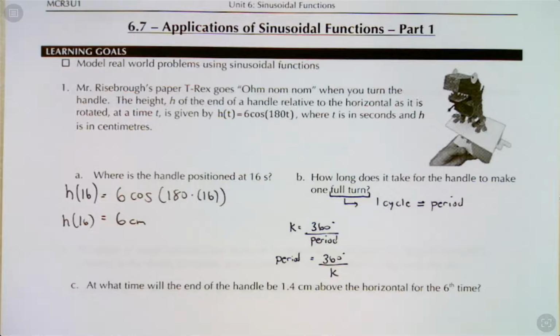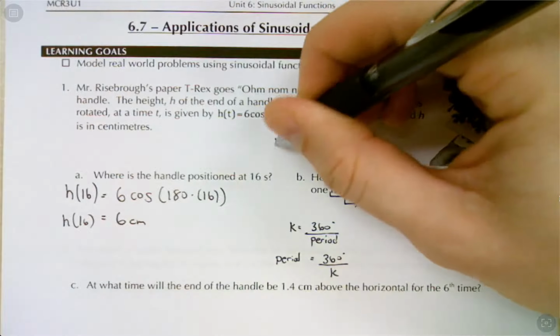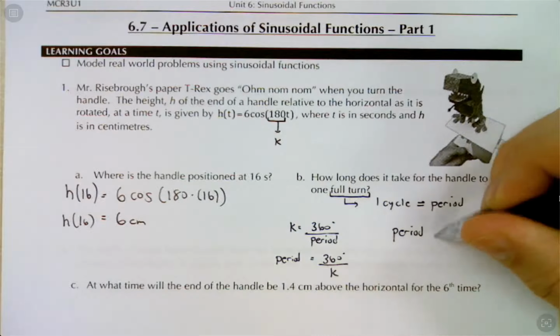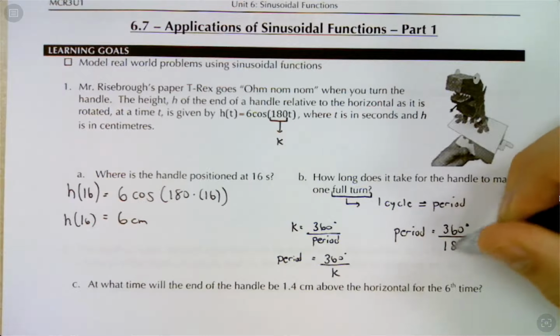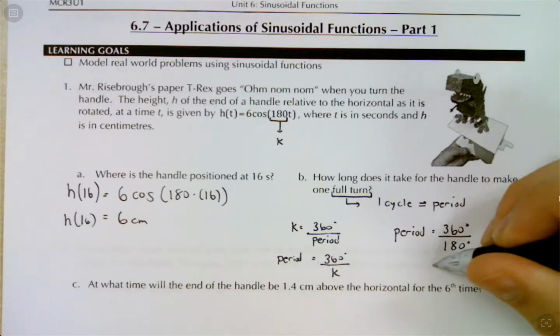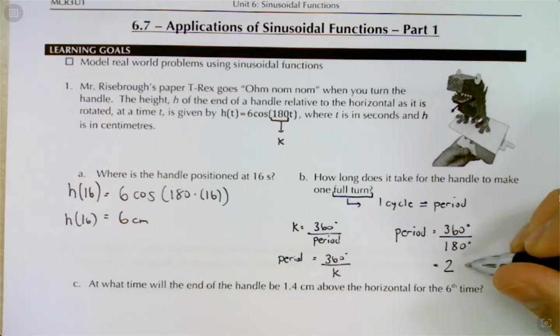And the k value we have is 180. So if we want to know the period, we would do 360 divided by k. If k is negative, it would be the absolute value of k, so you would divide by positive. But 360 divided by 180 is 2, and we're working in time measurement in seconds, so we've got 2 seconds.